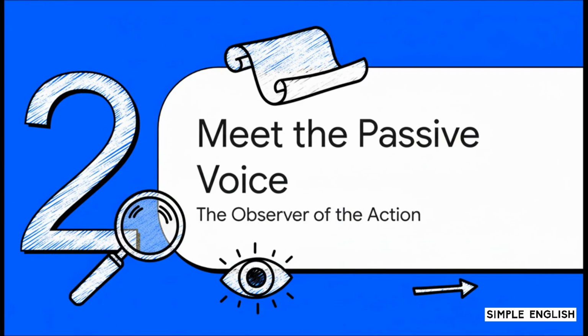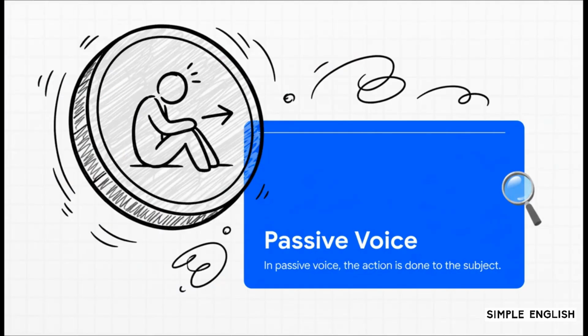Okay, so now for the other side of the coin, let's meet our second character, the passive voice. Now, if the active voice is the hero, the passive voice is kind of like the quiet observer standing on the sidelines. It's not so worried about who did something, it's much more focused on the thing that happened. And this is where things get flipped completely on their head. In a passive sentence, the subject isn't doing a single thing. Nope. It's just sitting there, having the action happen to it. The spotlight has moved from the doer to the receiver.